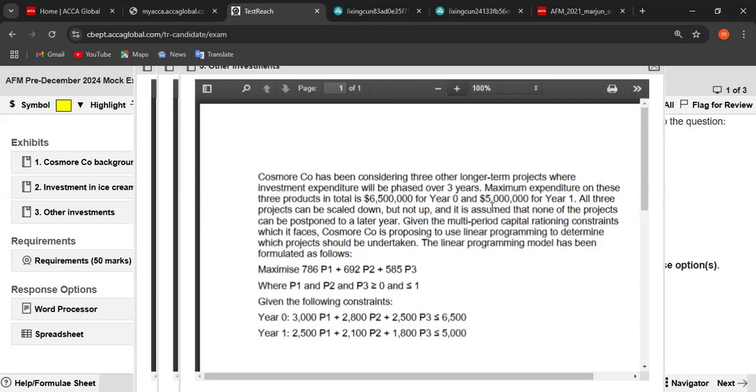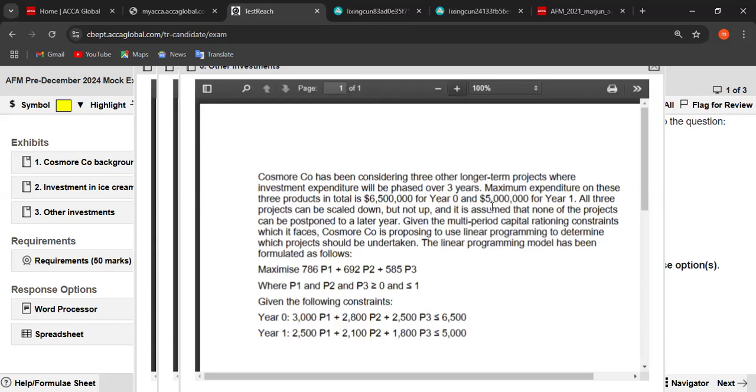Given the multi-period capital rationing constraints which it faces, Cosmore is proposing to use linear programming to determine which product should be undertaken. The linear programming model has been formulated as follows.